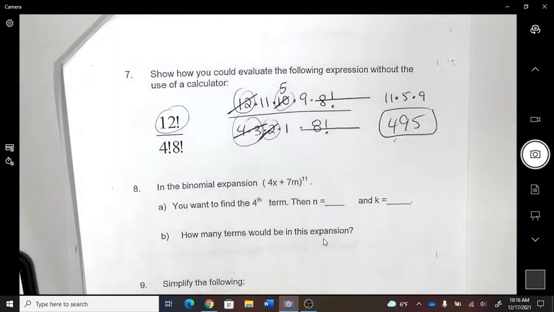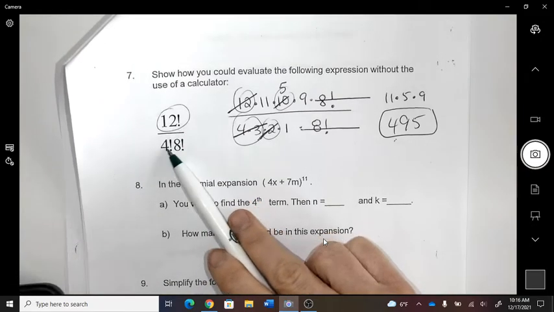Yeah, as long as you've shown me all your steps, I'm actually not caring if you use your calculator or not. I'm just saying don't just type this into your calculator like that.